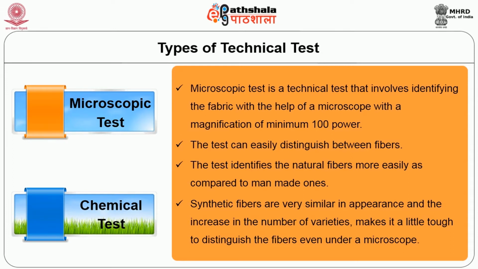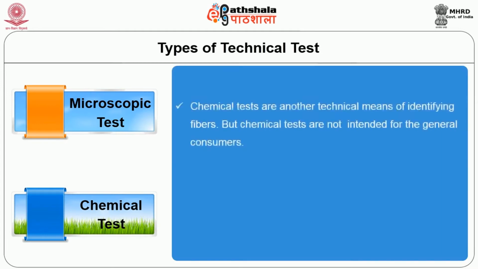We can identify the fiber easily because in the case of cotton, the cross-section will be of kidney shape. But in the case of synthetic fiber, the microscopic test doesn't reveal much because all synthetic fibers have a similar cross section, so we are not able to identify the fiber easily. So we go for the chemical test.